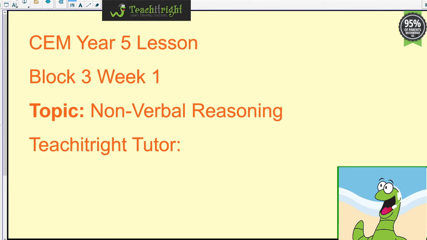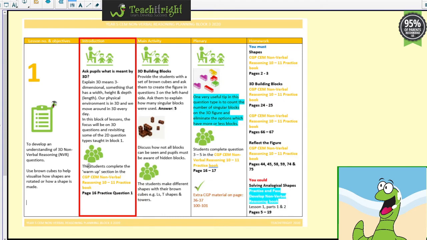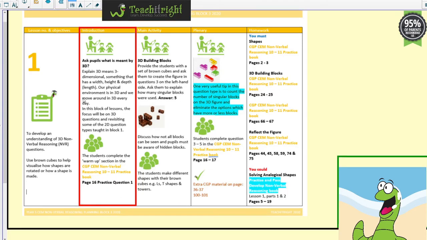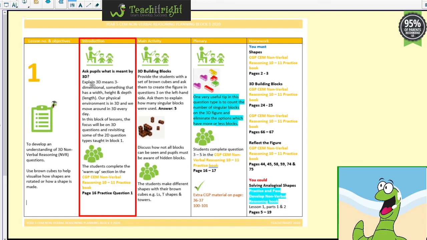And so here we are, CEM, block 3, week 1, non-verbal reasoning, the second half. Let's go into it. So to start off with, we're just going to talk through some of the practice questions that we've done together. We're looking now much more at 3D style questions. So I'll just talk to you a little bit about some of the mindsets you might want to get into, some of the things you can practice for 3D style questions. And then after that, we'll do some questions together.